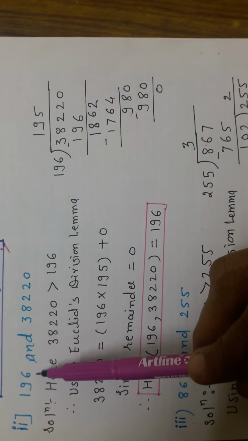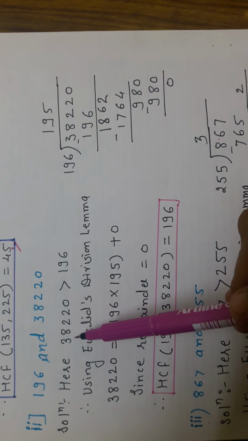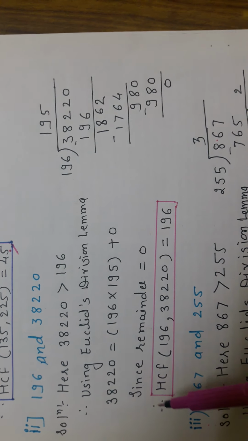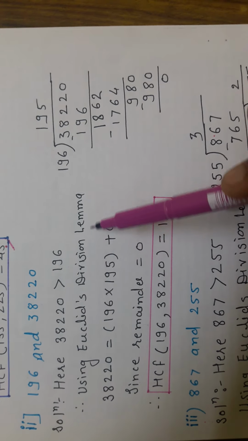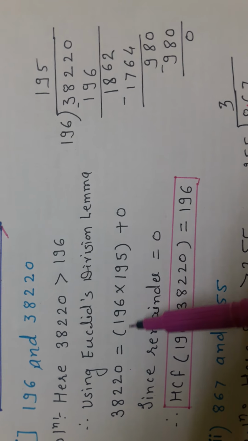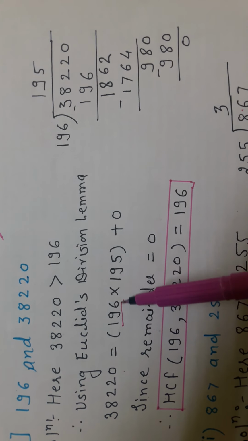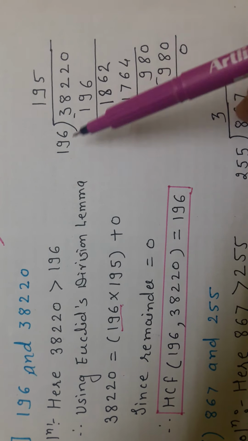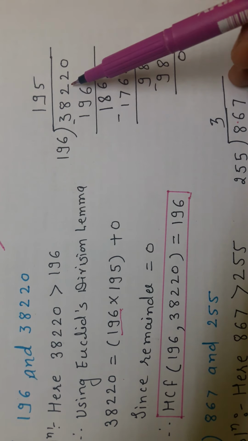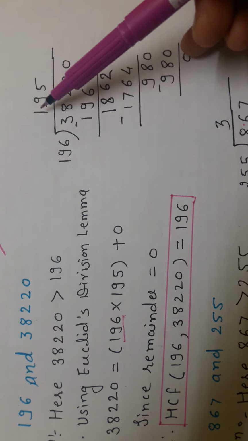Second problem, 196 and 38,220. Here 38,220 is greater than 196, which means using Euclid's division lemma, 38,220 will become the dividend and 196 will become the divisor. Always we have to write the divisor first and then the dividend. 196, we are going to divide 38,220 by 196. So one by one we are going to do the division.